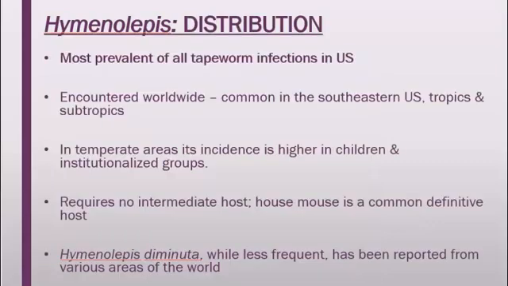Hymenolepis nana is the most prevalent of all tapeworms in the U.S. It's encountered worldwide. It's common in the southeastern U.S., the tropics and the subtropics. In temperate areas, its incidence is higher in children and also amongst institutionalized groups, people that are in close quarters or people that are living in areas of poor hygiene. It requires no intermediate host. A common definitive host is a mouse. H. diminuta, while less frequent, has been reported from various areas of the world.